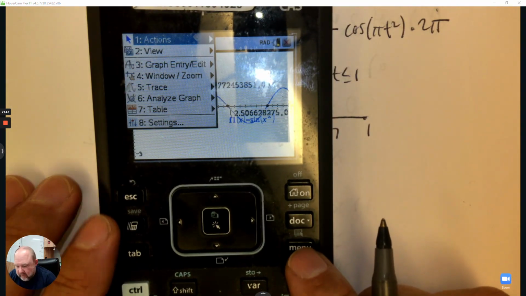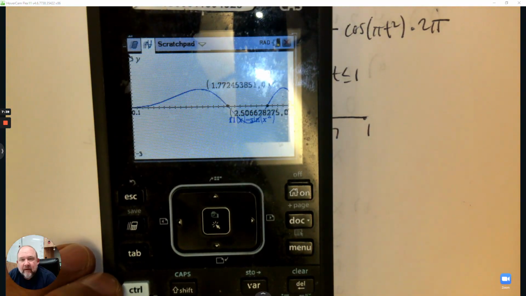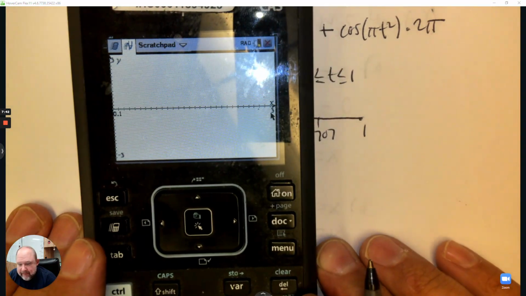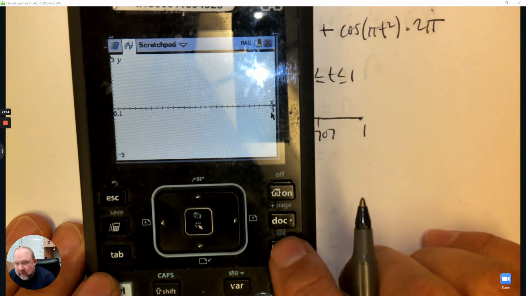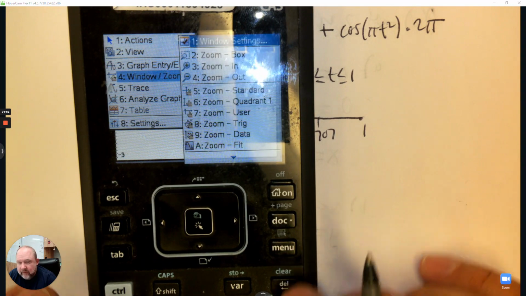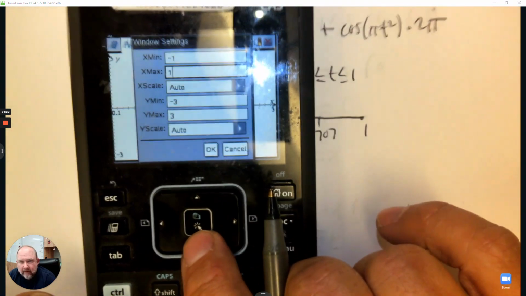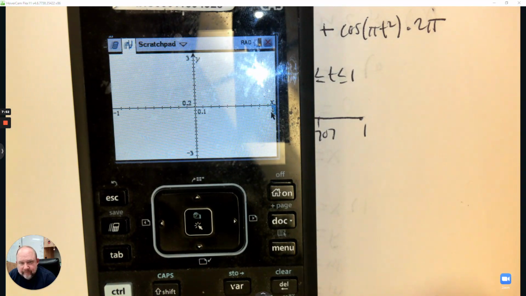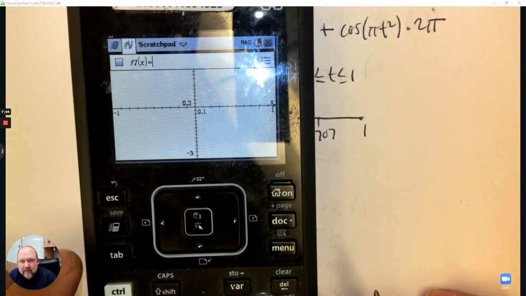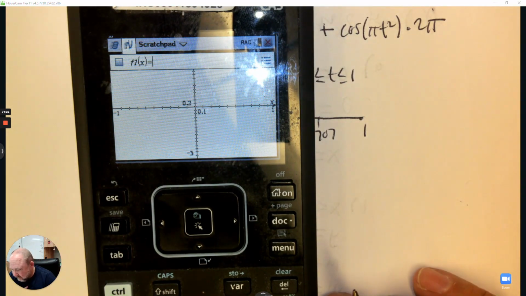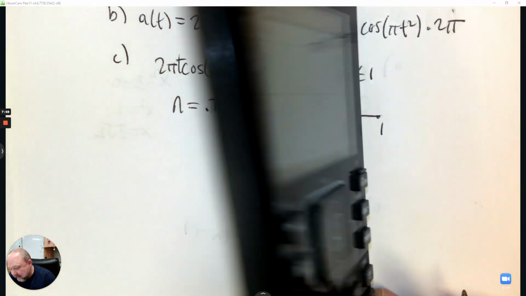So I'm going to go menu, actions, and delete this. I'm going to change the window already, so it's -1 to 1. The rest is fine. Then tab, I'm going to type it in. Make sure I type it in right, and I'm going to use x.